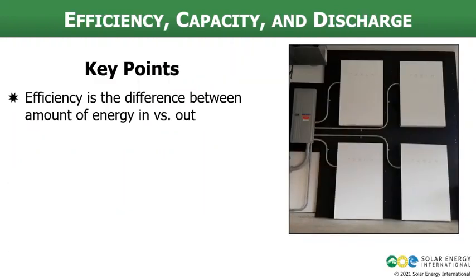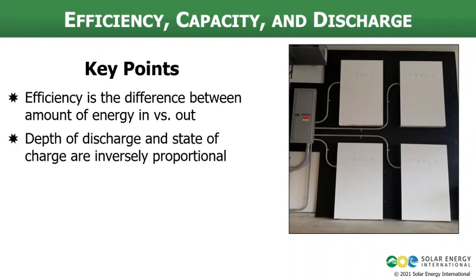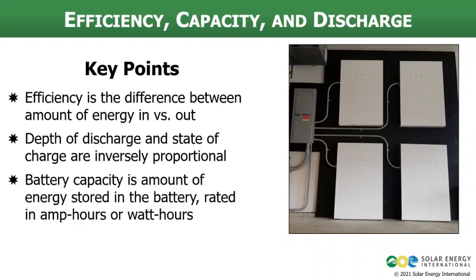Couple key points for this lesson. Efficiency is the difference between the amount of energy or power I put into the battery versus what I'm going to get out of the battery. I'm never going to get 100% of what I put into the battery out of that battery. The lower the efficiency, the more energy or power I'm going to have to put into that battery to get the same amount out. Depth of discharge and state of charge are inversely proportional, so they're opposites of each other. When I have a 100% state of charge, I have a 0% depth of discharge. When I have a 100% depth of discharge, I have a 0% state of charge. It's important to know the difference between those two.